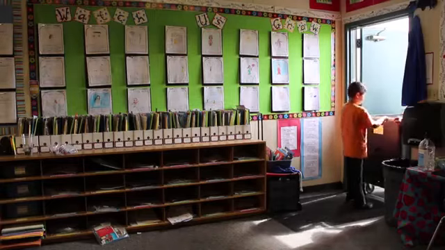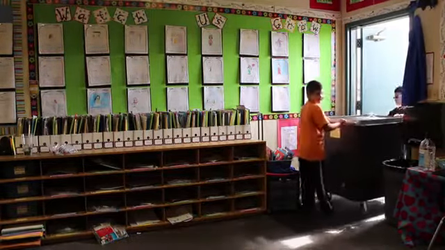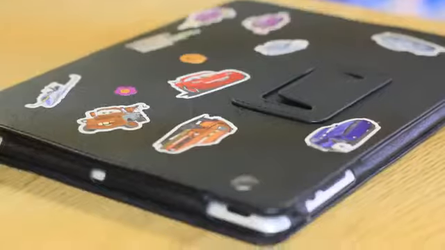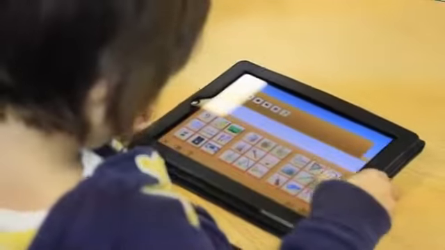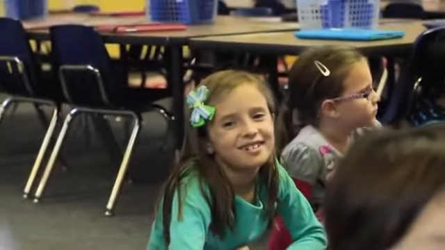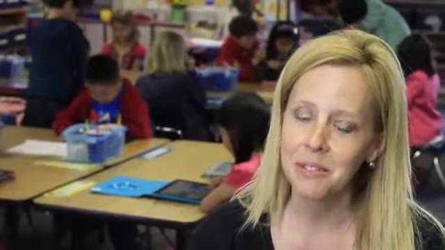We would love to have our own iPad cart in our classroom. We borrow it when we can. We don't have our own, and so some days we get it, some days we don't, but we have to scramble and scrounge and plan and borrow and plead with our teammates who are super kind, but no one wants to give up their iPad time, right? So we would love to have our own cart in our room.